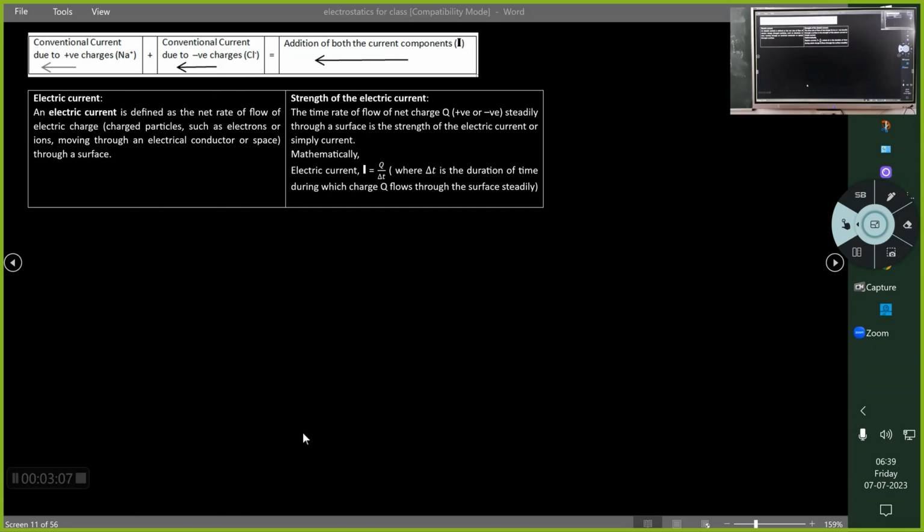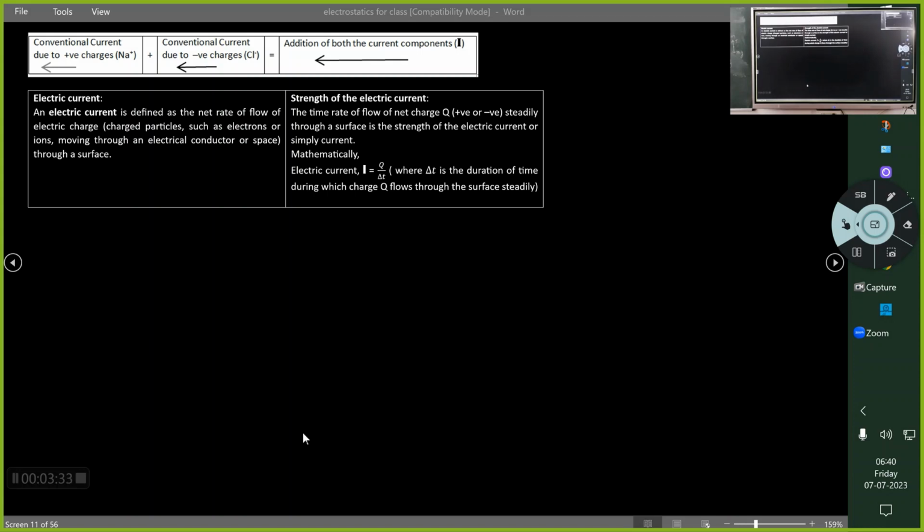Then conventional current due to positive charges is in this direction. Conventional current due to negative charges is in that direction. That means negative charges are moving in the opposite direction, but the conventional current due to that is moving in this direction. So if you add those two currents, you will get the total current, that is the total current due to both the charges moving in opposite directions.